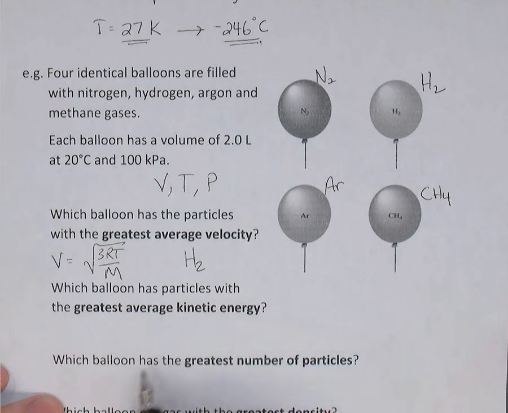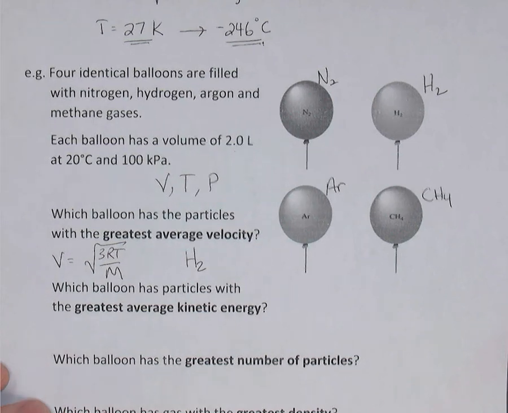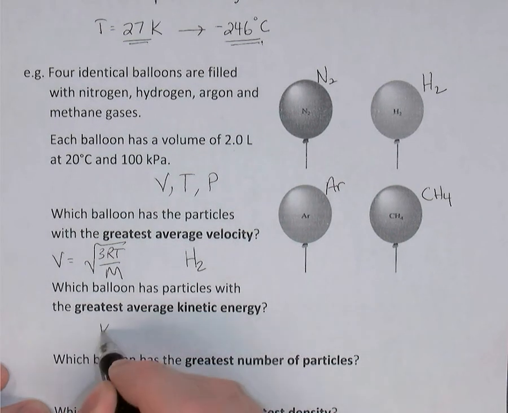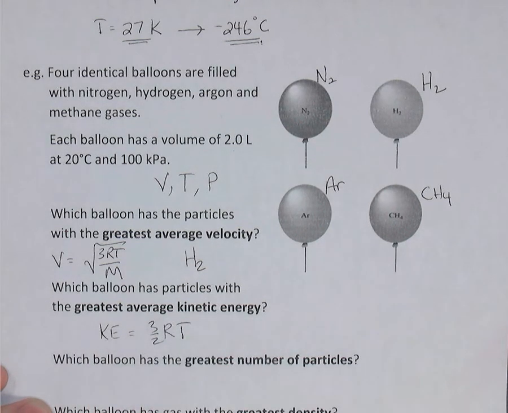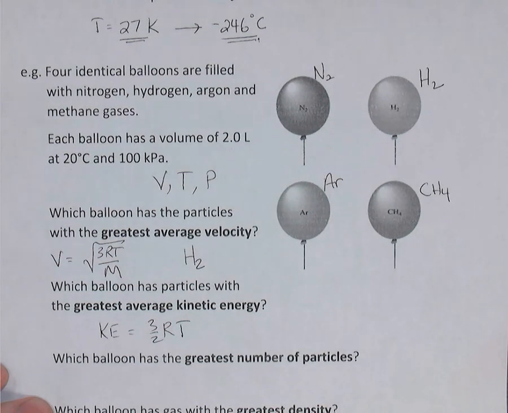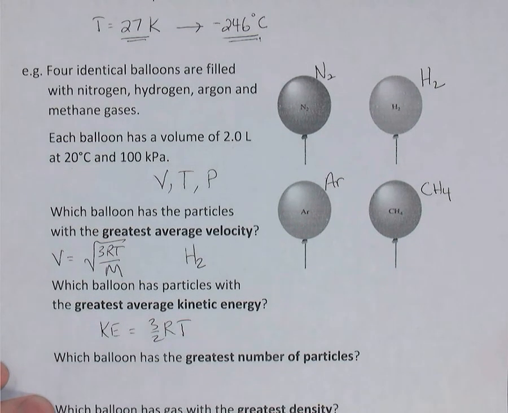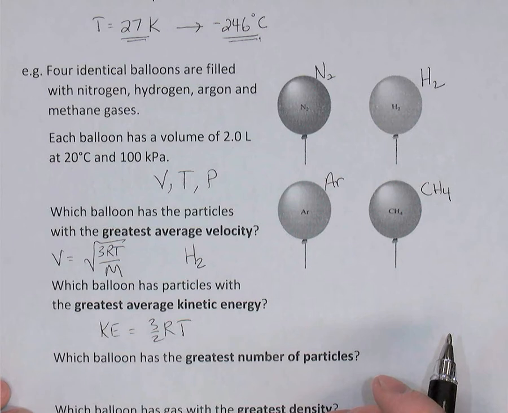Which balloon has particles with the greatest average kinetic energy? Pause the video and see if you can answer that. Well, average kinetic energy, we know, is equal to 3/2 RT. So the only thing that determines average kinetic energy is temperature. Since the temperatures are all the same, all four balloons must have gases with the same average kinetic energy. None of them are greater than the others. So all of the balloons are equal. It's a bit of a trick question.